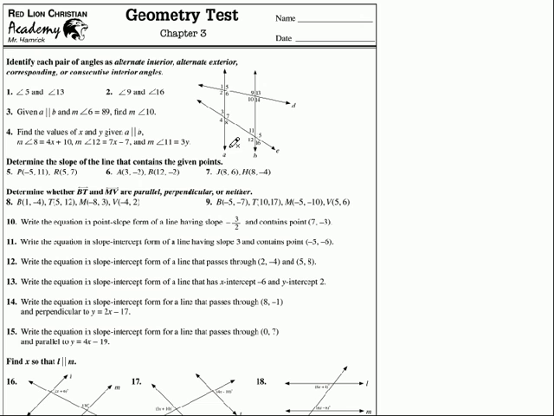And, of course, I got the wrong test in front of me. Let's pause this while I find the right test. All right, let's try this again. I've got it now in front of me.